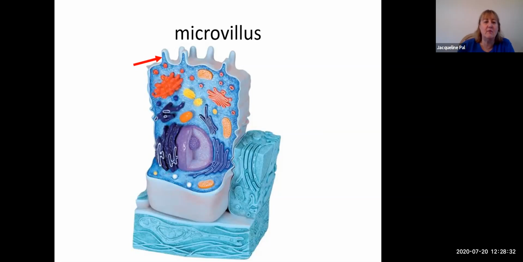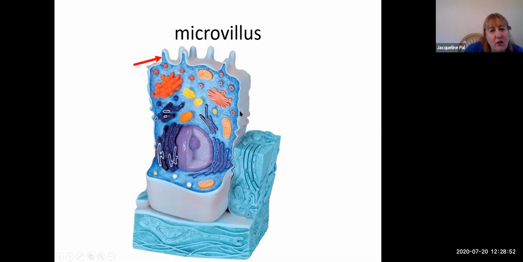Looking at the other cell model, go through on this cell model and try to find all the structures we just covered on the other one. This is a cell model which shows the little surface projections, each of which is a microvillus, and notice there is no cytoskeleton inside them.